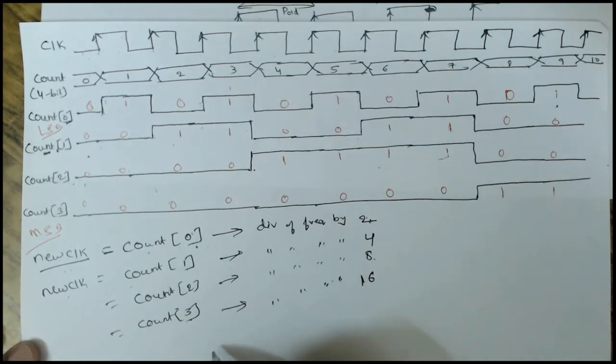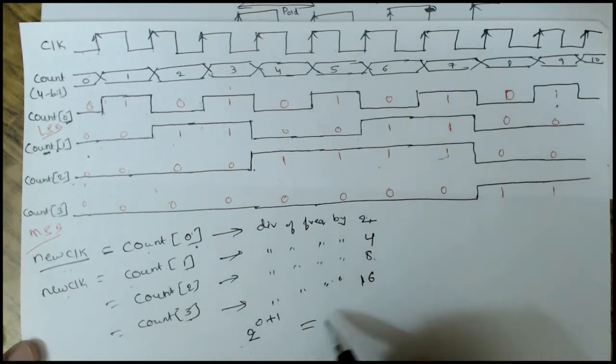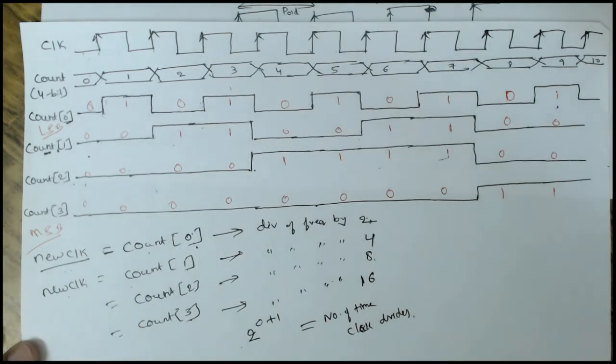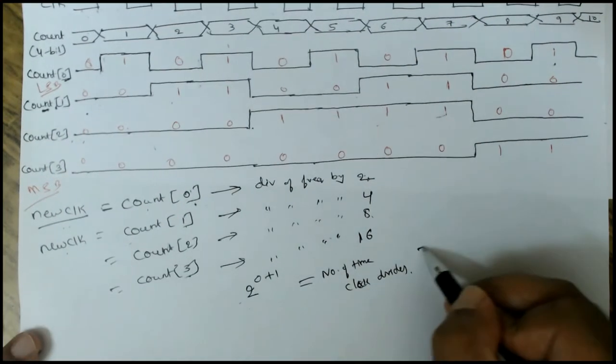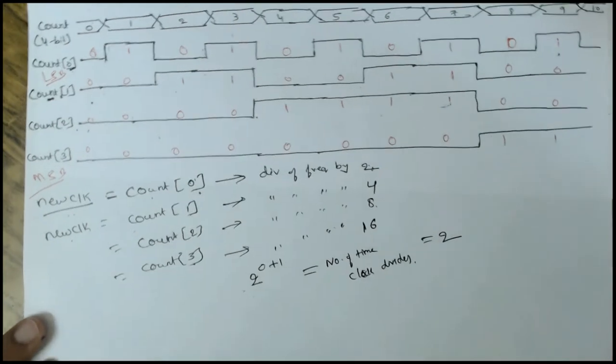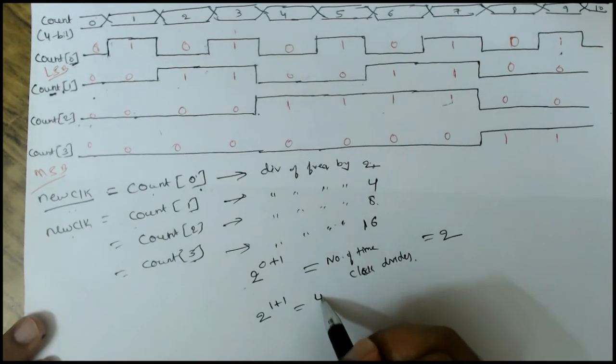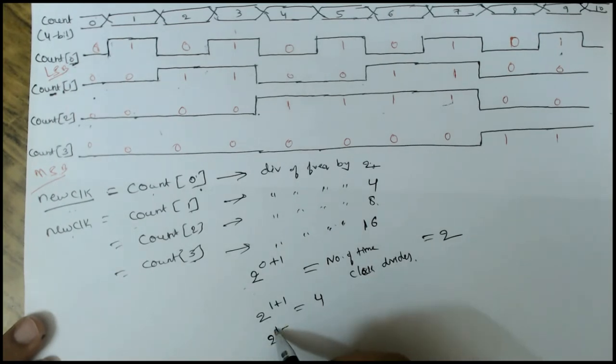So let me write it here. Whatever number I write here, 2 raised to 0 plus 1 will result in the number of times the clock divides. So this results in 2, whatever I had got here. Similarly, 2 raised to 1 plus 1 will result in 4. 2 raised to 2 plus 1 results in 8. 2 raised to 3 plus 1 results in 16.